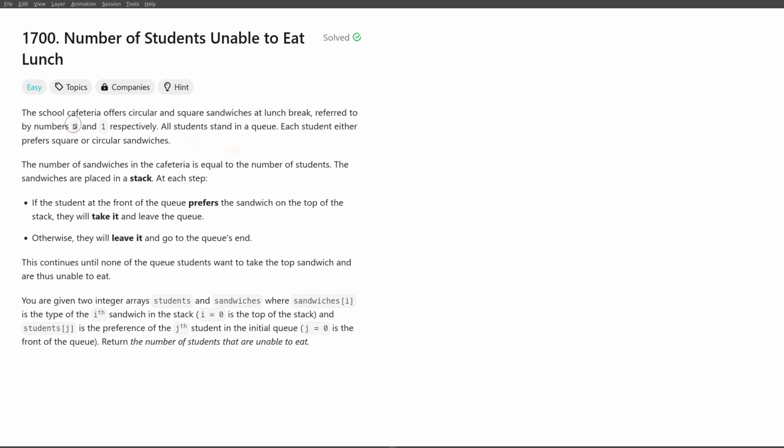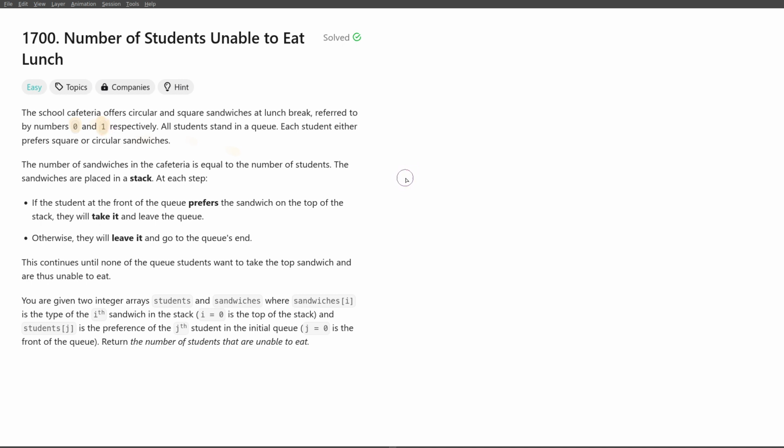Sandwiches are of two types, 0 and 1, and every student has a preference in that they eat only the type of sandwich of their choice. So if their preference is 0, they cannot eat sandwiches of type 1 and vice versa.